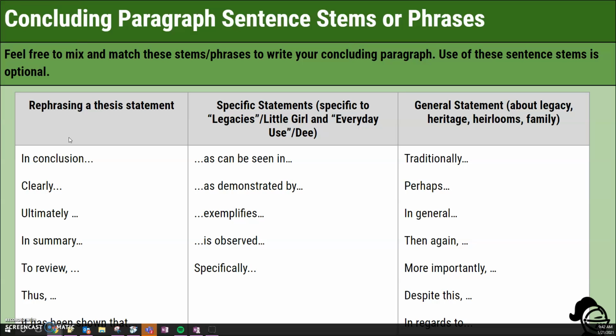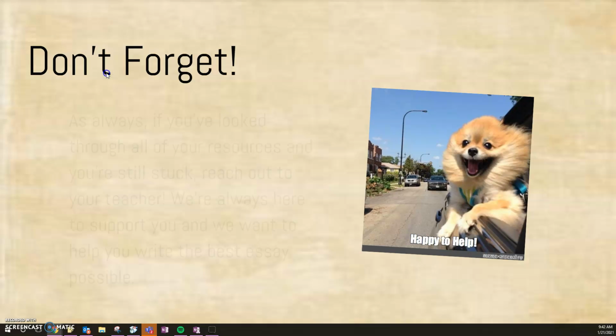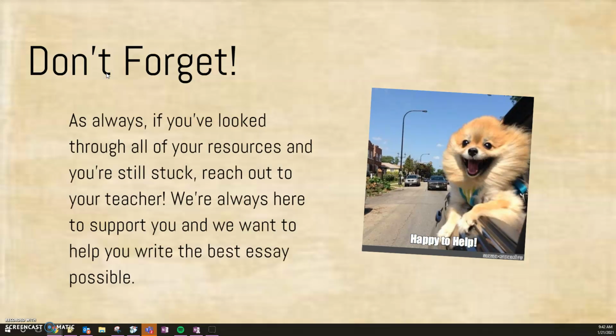Next, in the 3.12 Pear Deck, you have a number of different sentence stems and phrases that we encourage you to use, mix and match to finish up your essay. And as always, Ms. Seagren, Ms. LaPaglia, and Ms. Durr are always happy to help you if you're really stuck and need support. Please reach out to us if that's the case for you.